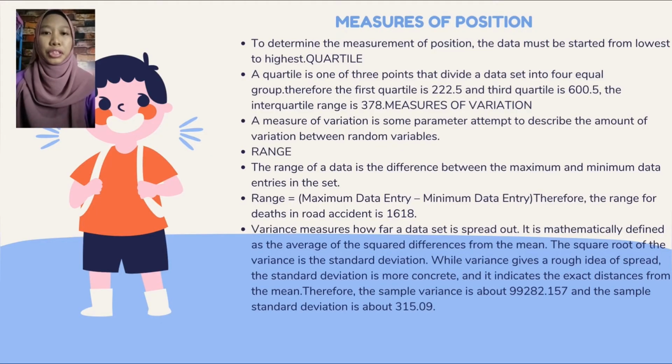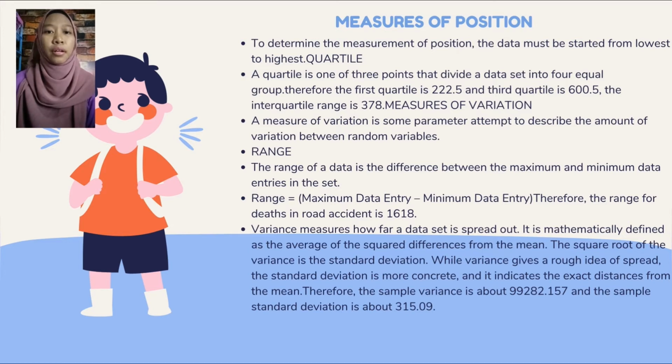Measures of position. To determine the measurement of position, the data must be ordered from lowest to highest. A quartile is one of three points that divide a data set into four equal groups. Therefore, the value of the first quartile is 222.5 and the third quartile is 600.5. The interquartile range is 378.